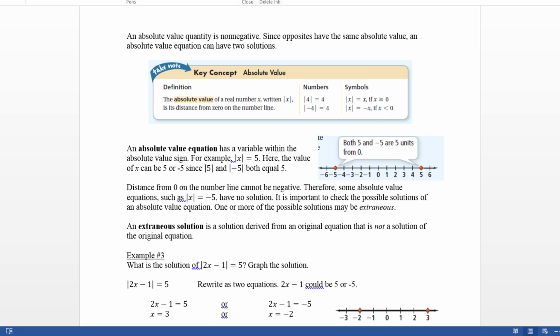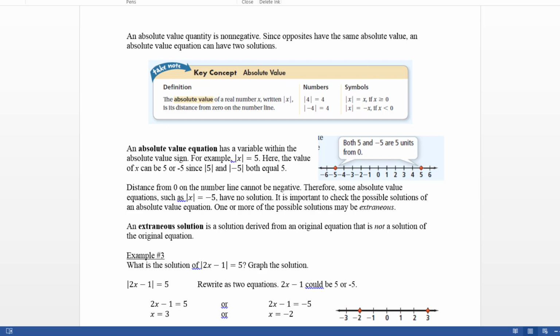Now, occasionally you'll get one where there are no solutions to the given absolute value equation, and so we may say that a solution is extraneous, and we'll discuss this a little bit further in class. But an extraneous solution is a solution that you get from an original equation, but it does not actually make the statement a true statement. So we'll discuss that more as the year goes on.